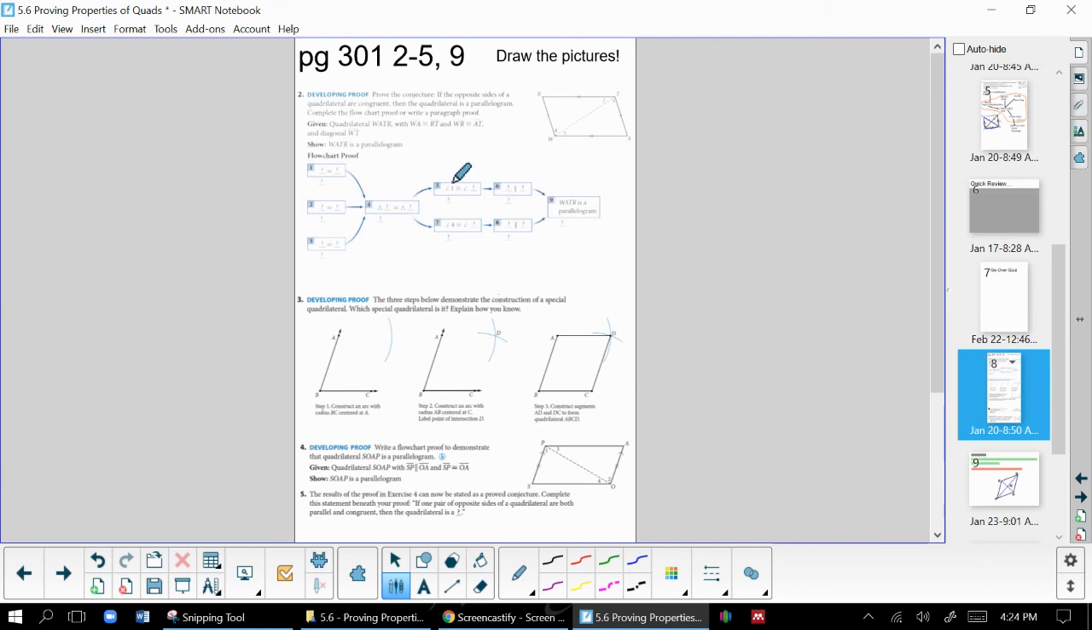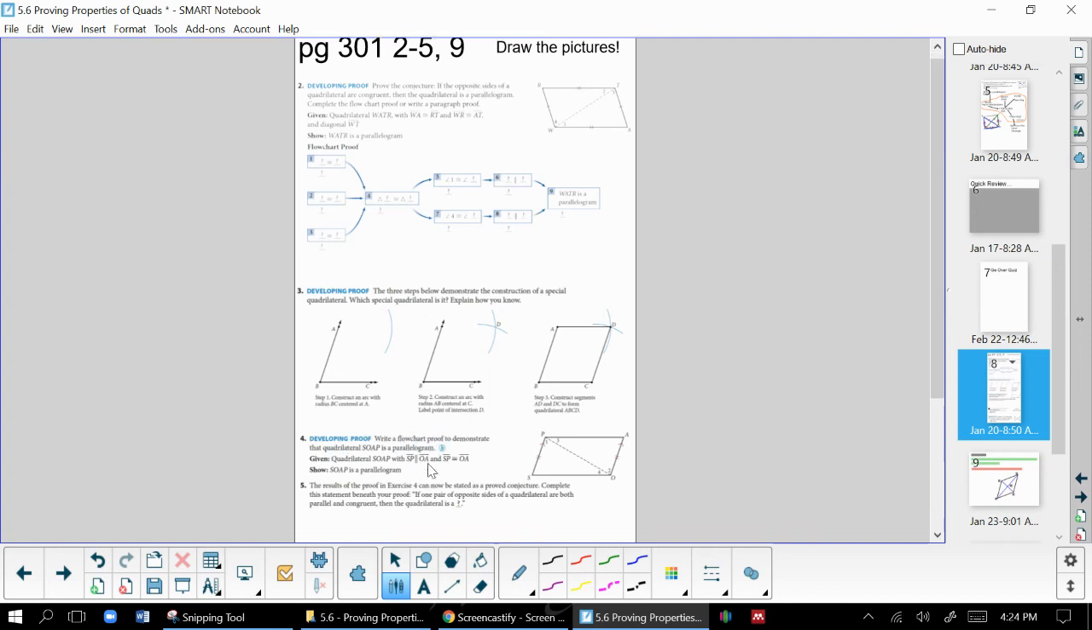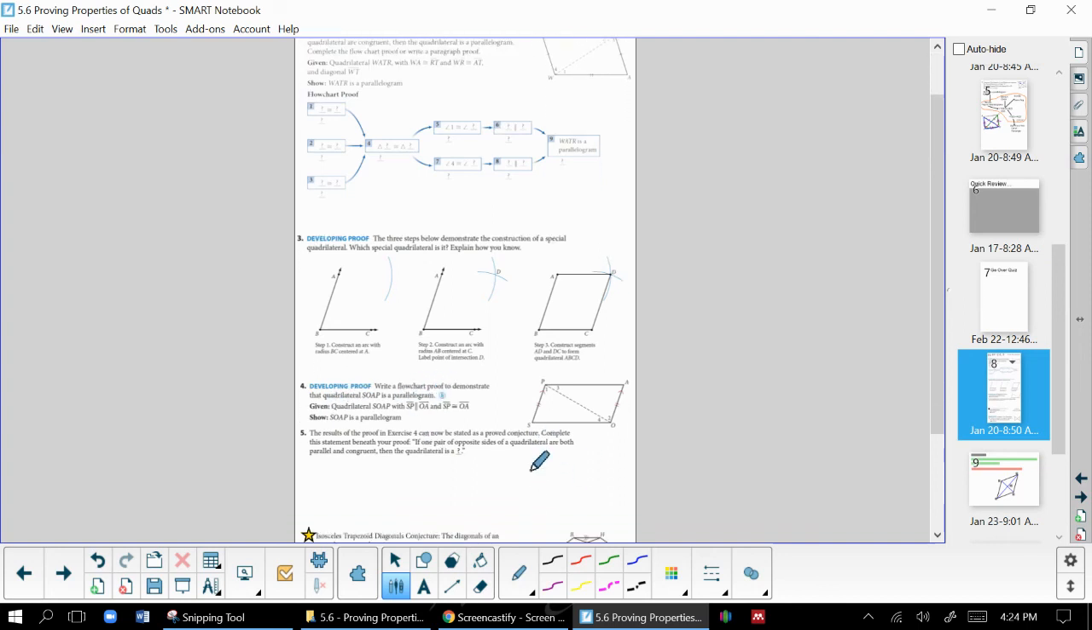One thing that I'm going to tell you right now that's going to help, number 2 and number 4 are exactly opposite of each other. So a lot of the steps in number 2, if you just take them and go backwards, are going to help you out in number 4, just so that you can kind of think about that.